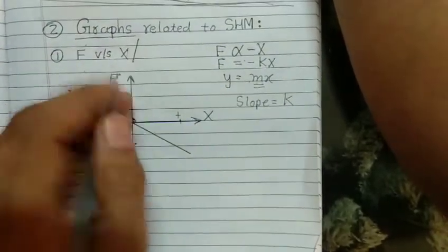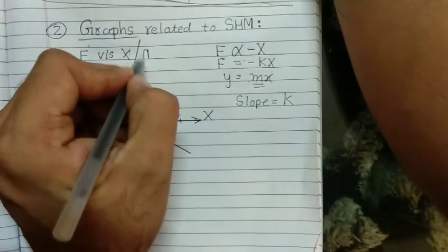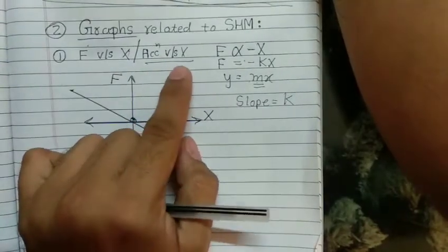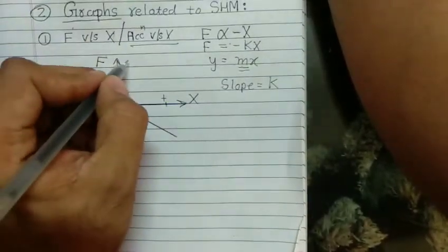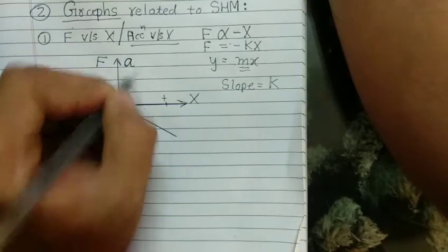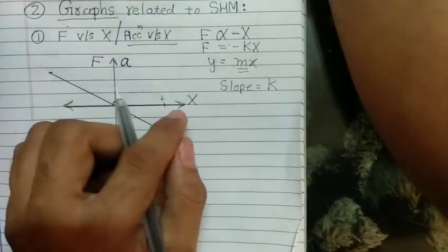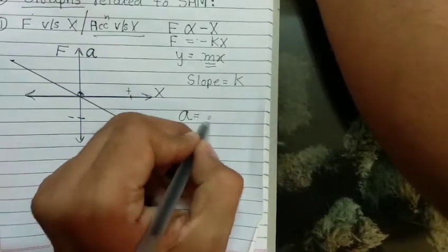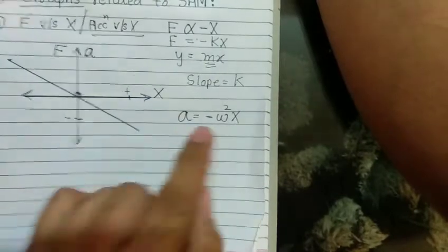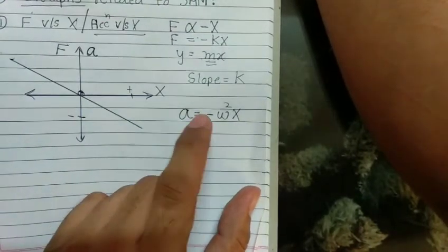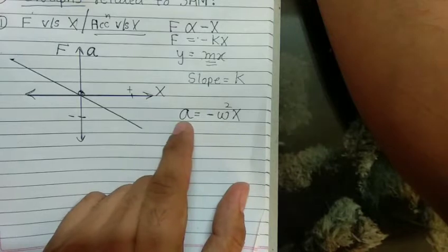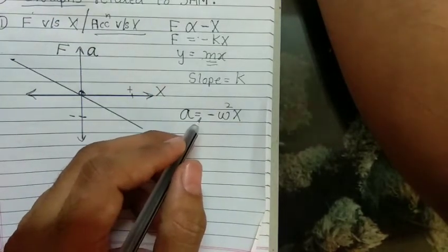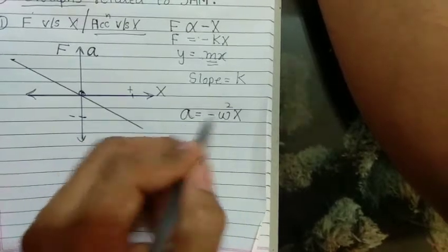Now suppose one more graph we will discuss. Suppose I plot the graph of acceleration versus x. On the y-axis we will plot acceleration, a. On the x-axis it will be x only, the same will come. So you might know that acceleration is given by minus omega square x. This is the formula for acceleration. Here the negative sign indicates that a and x are both in opposite directions. That is the meaning of the negative sign, isn't it? So a and x are opposite in direction.